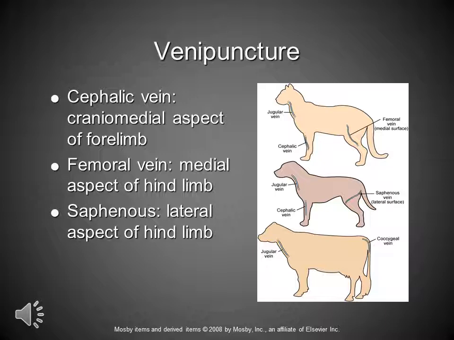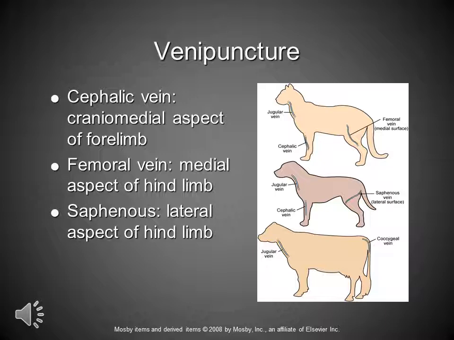The jugulars are great places to draw blood, also great place for jugular catheters. The saphenous is a good place to draw blood, great place for lateral saphenous if you need a catheter there. We try to save the cephalics for cephalic vein catheters. Those guys really work well. That's probably our optimal site for, in most cases, catheters in dogs.